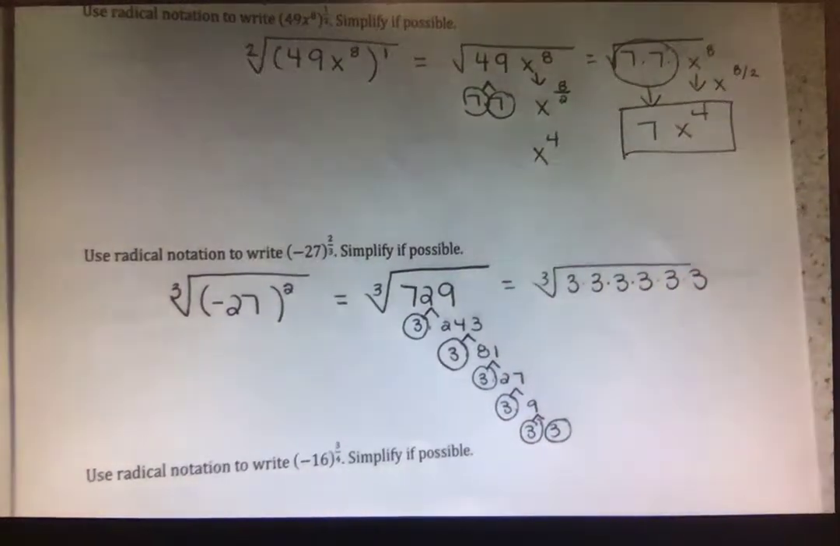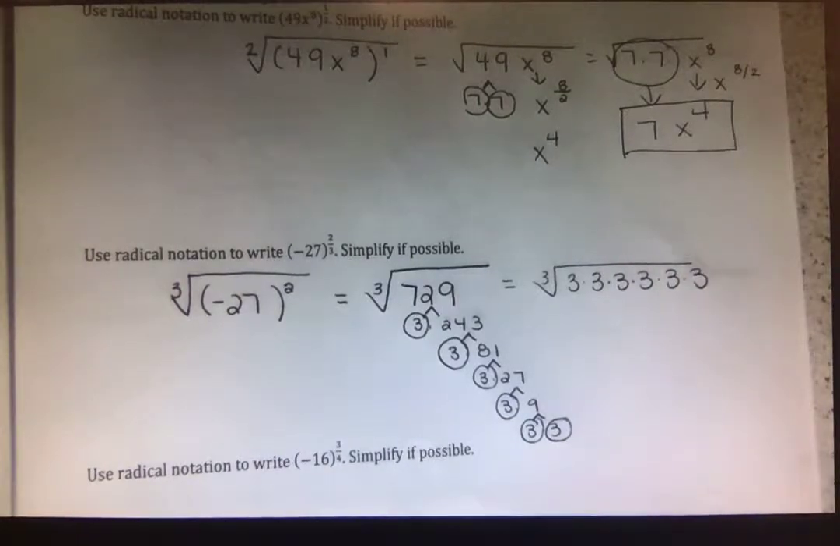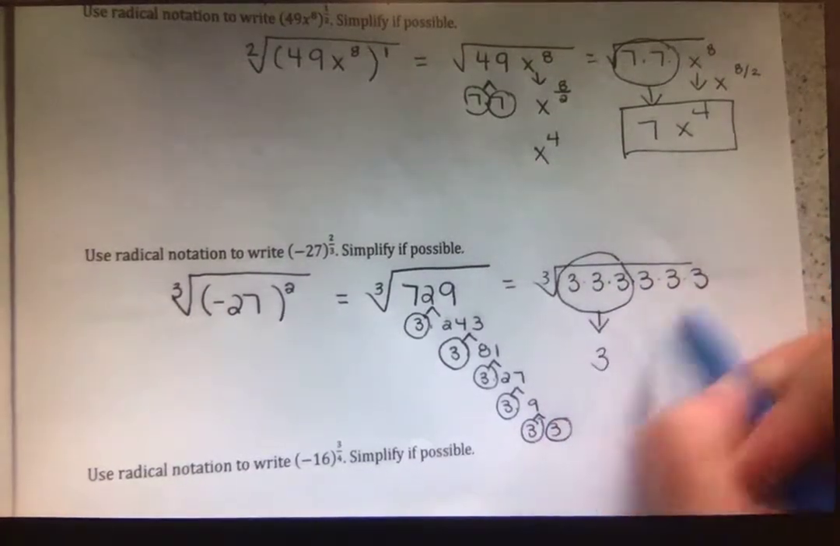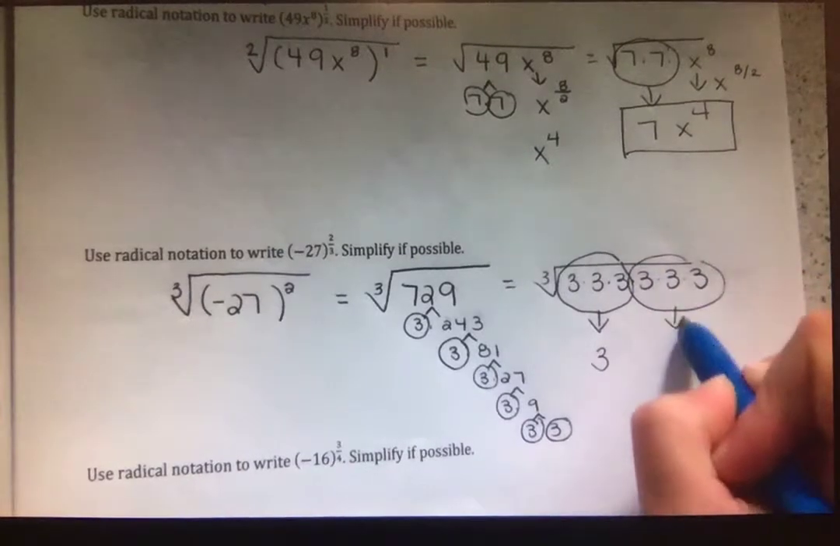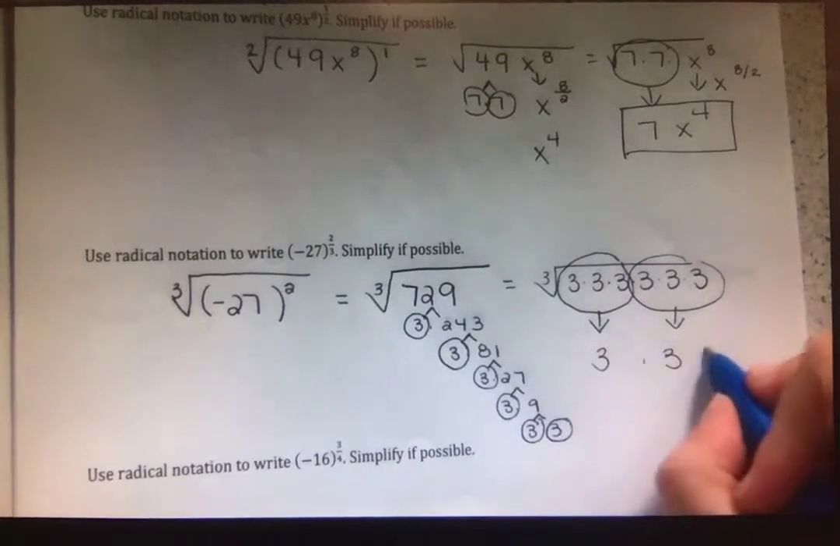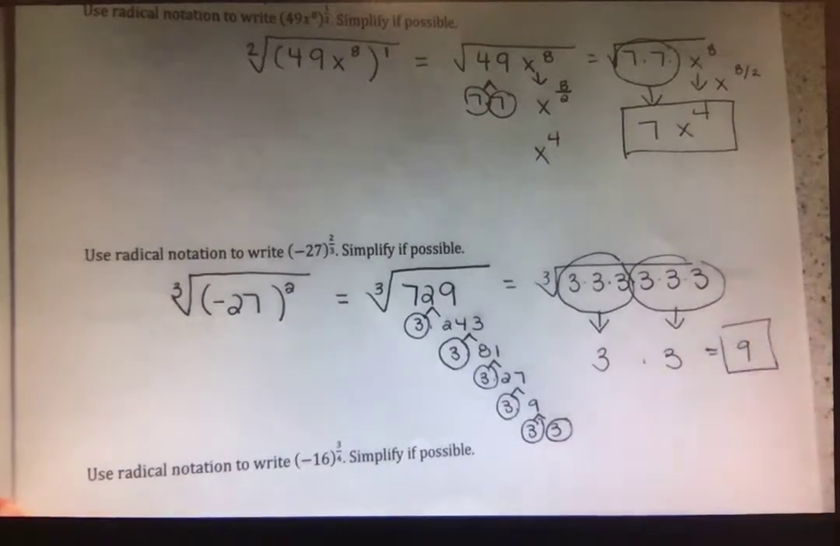So the cubed root of 3 times 3 times 3 times 3 times 3 times 3. So we are taking out groups of 3. So these 3 3's are coming out of the radical, just as 3. And these 3 are coming out just as 3. Nothing's left underneath the radical. Everything came out in a group, so the radical's going away. We're left over with 3 times 3, which is 9, and that's our final answer.